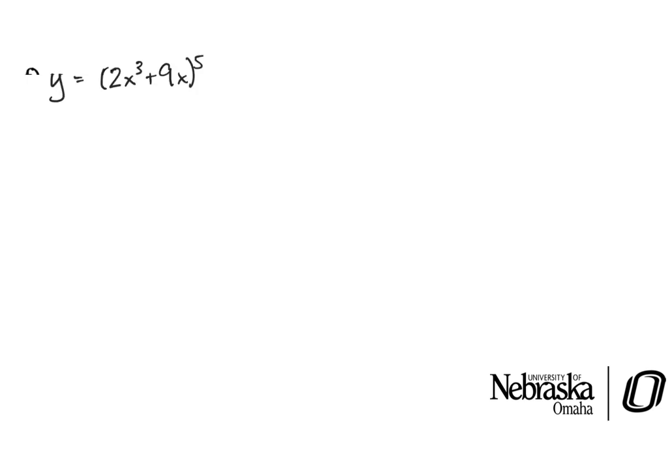So we have y equals 2x cubed plus 9x to the 5th power. Okay, so again, our outer function, the 5th power, gets multiplied in front. We decrease the exponent by 1, so 5 minus 1 is 4, and then we multiply by the derivative of what's inside the function. So the derivative of 2x cubed would be 6x squared. The derivative of 9x is simply 9.